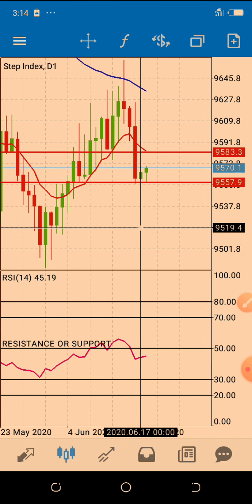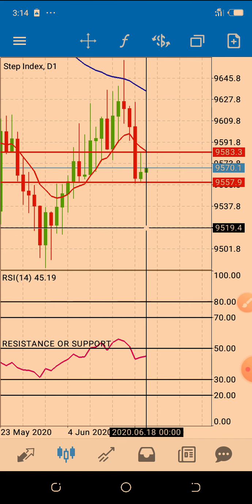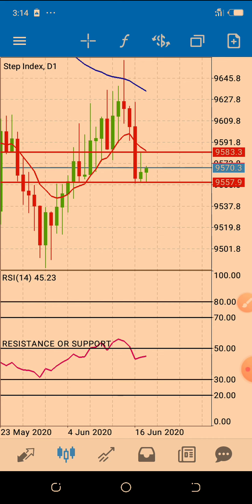If you take a look, yesterday was 17th, today is 18th. So I take this first as a support, as a major. If there's anything like most major, I'll call it my most major support and resistance zone.